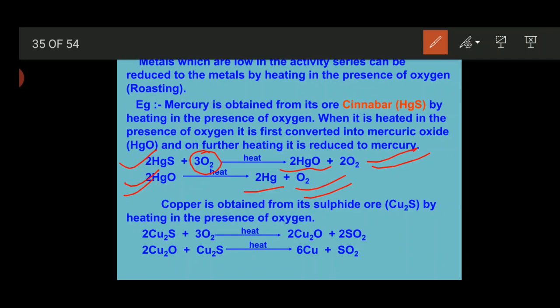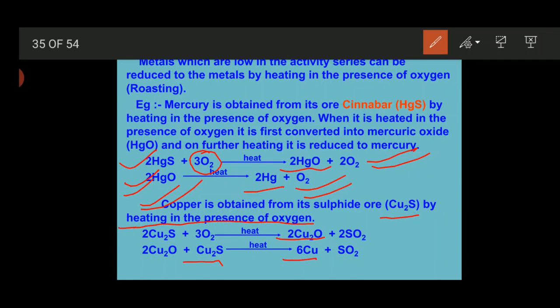Now let's understand this process through another example. Here is another example. Copper is obtained from its sulfide ore, whose formula is Cu2S. By heating in the presence of oxygen, we will get cuprous oxide along with sulfur dioxide gas. Again, this formed cuprous oxide reacts with the remaining part of cuprous sulfide, and we are able to get copper and sulfur dioxide gas.